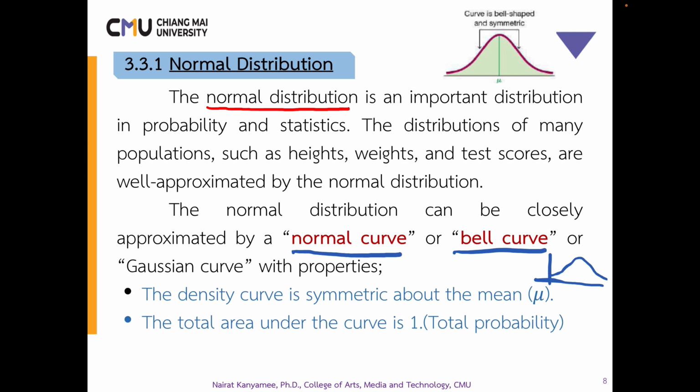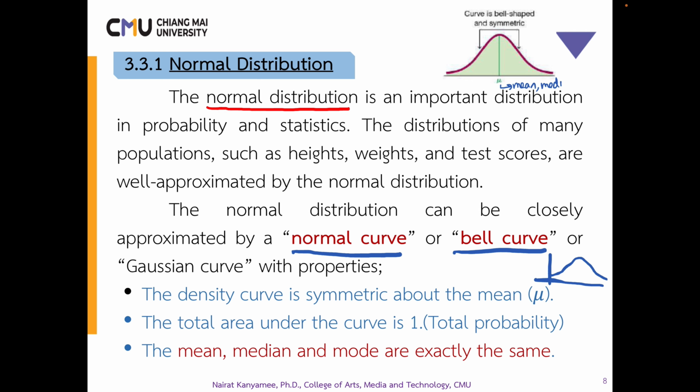Now, the total area under the curve is 1, of course, total probability. And the mean, median, and mode for the normal distribution are exactly the same. So the mean, median, and mode are here in the middle for the normal distribution.